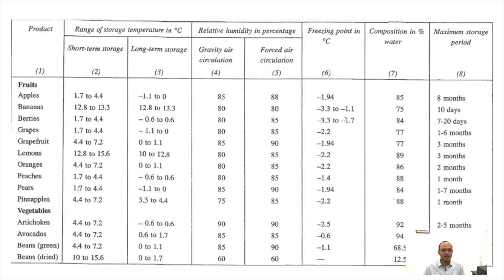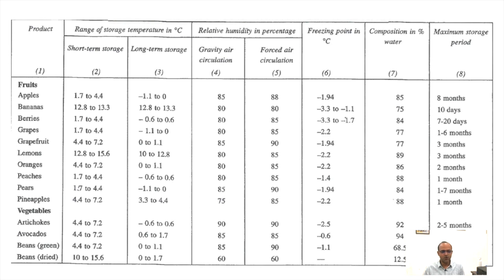For example, here if we consider the freezing point, this freezing point is minus 1.94. Normally we say water freezes at 0 degrees Celsius, but because of these solids the freezing point gets depressed. So here it is minus 1.94, and here the apple has around 85% water. And what is the maximum storage period? You can store apples up to 8 months, but again that depends upon the ripening stage.